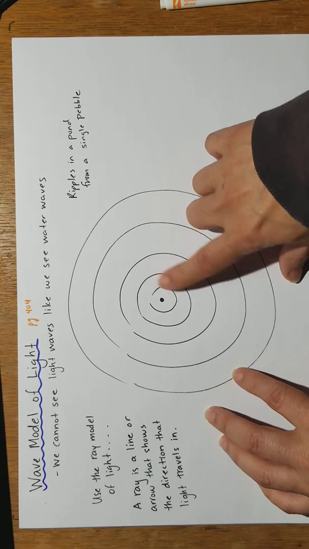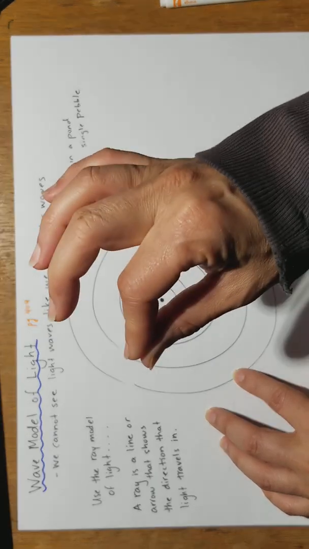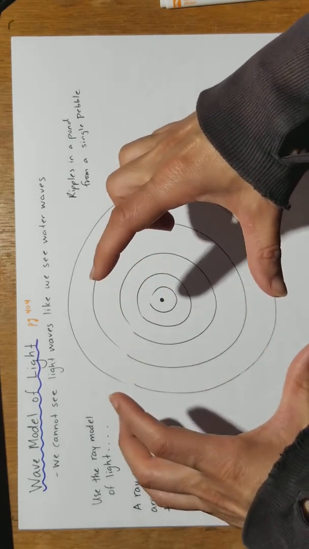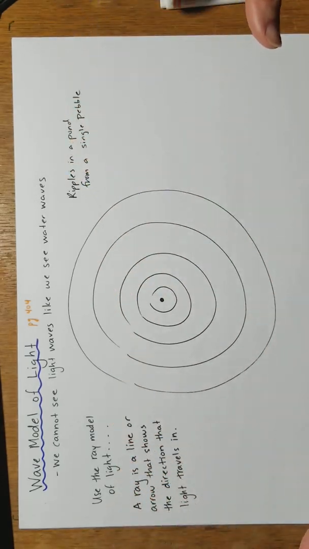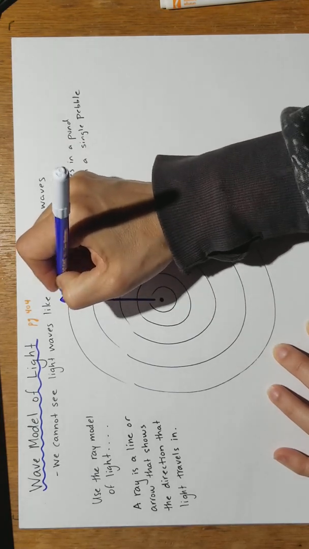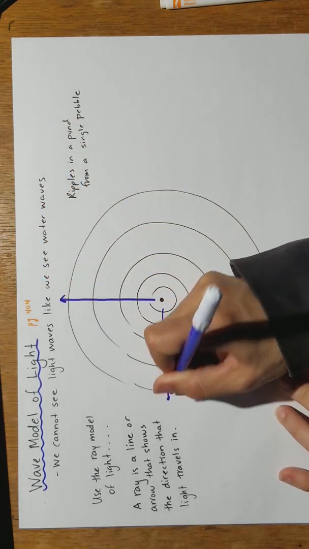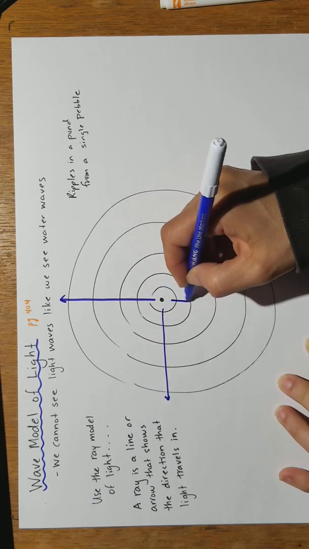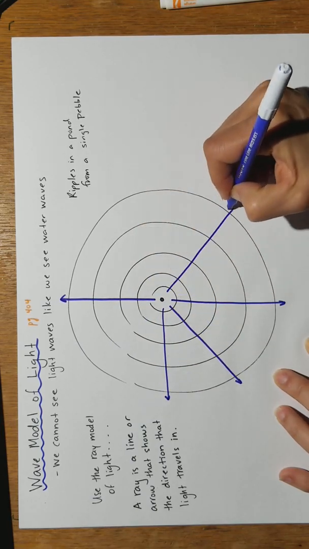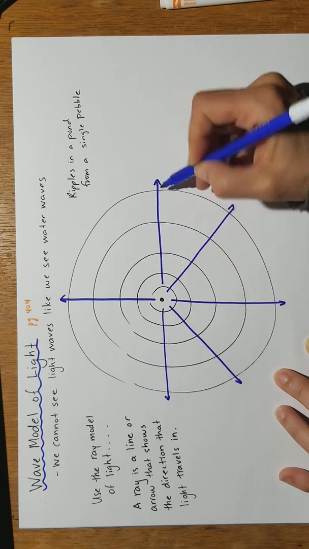So if you imagine this is ripples in a pond, so you drop a pebble or a droplet and you would see these rings of waves going out. Okay, so what we do is we use a ray to show the direction that the light travels in, or the waves. So here we would show the waves. So this is a ray. The rays would be going out from the center in all directions.